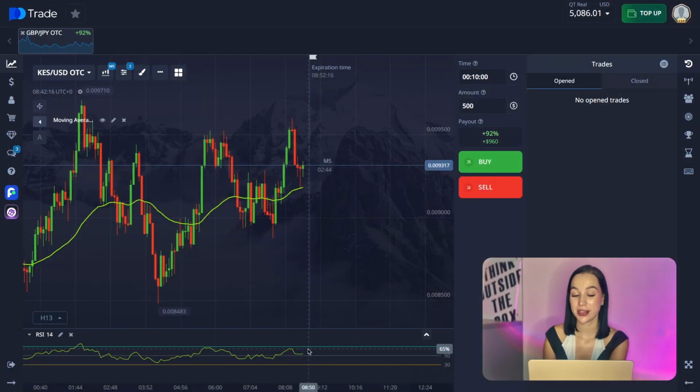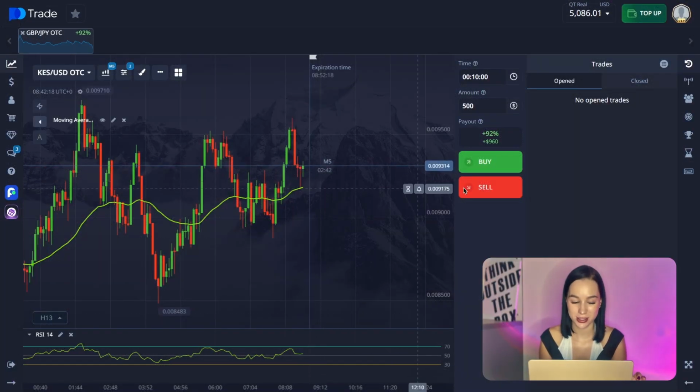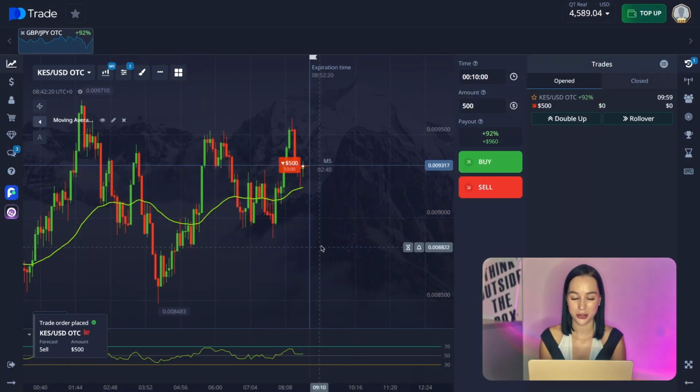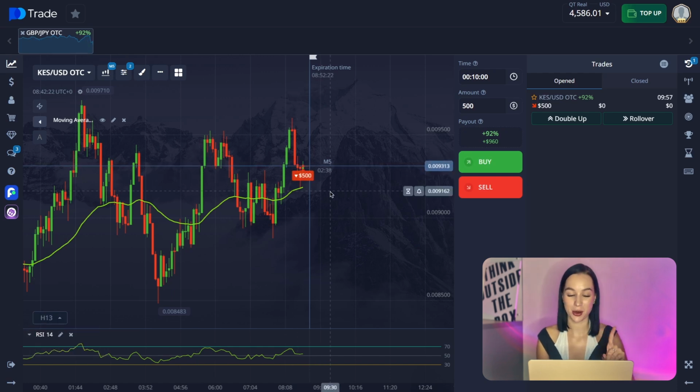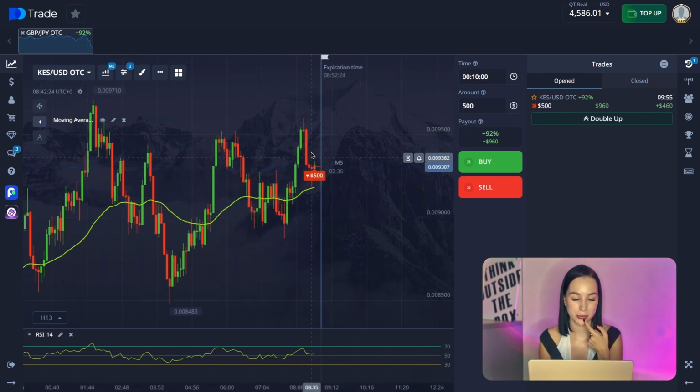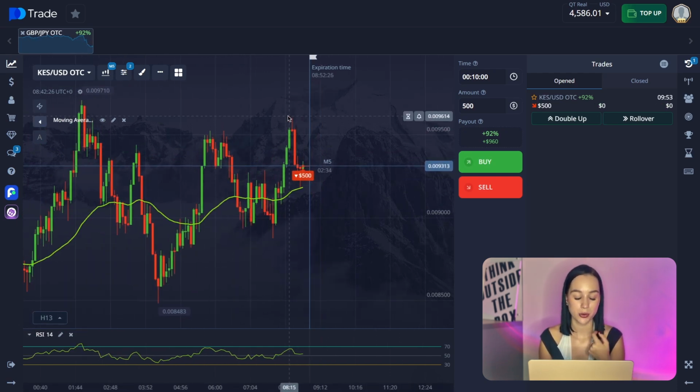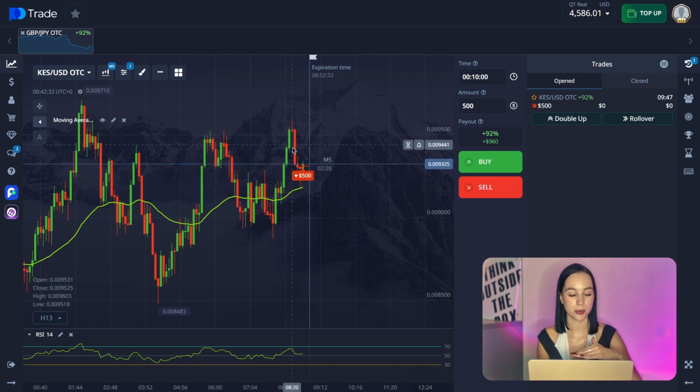Okay guys, here is actually a pretty interesting situation. I don't know if you noticed that already or not, but here I'm going to open a sell trade for 10 minutes just to explain it all to you. Before, it was a short upward trend, it reached the resistance level, and you can see the support and resistance levels here are pretty clear.